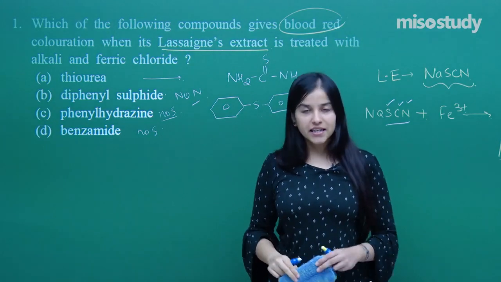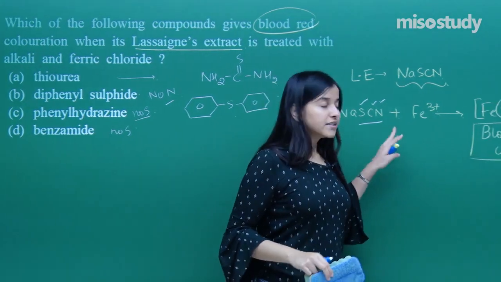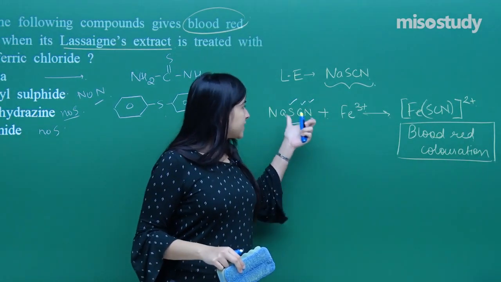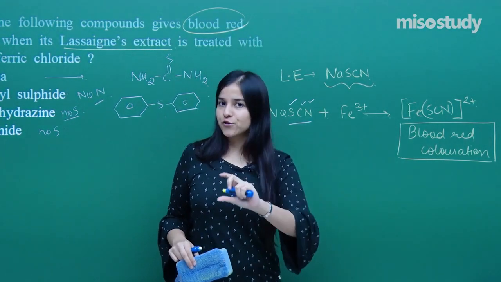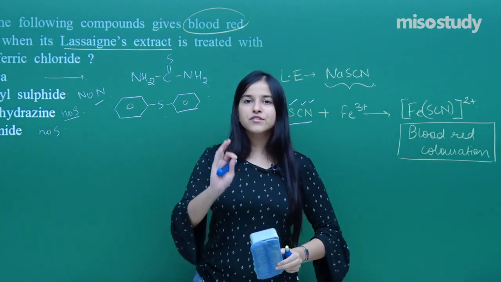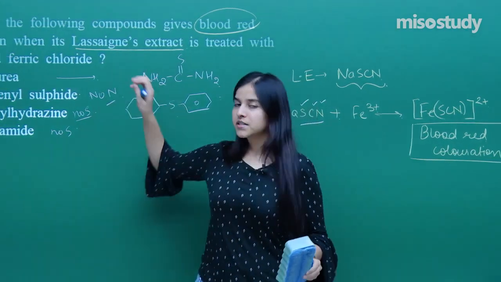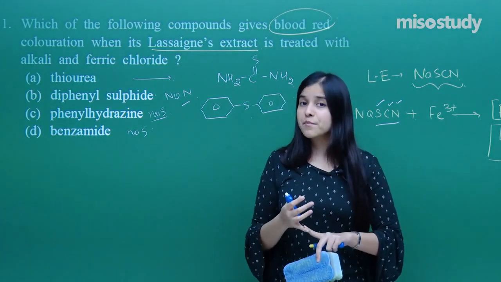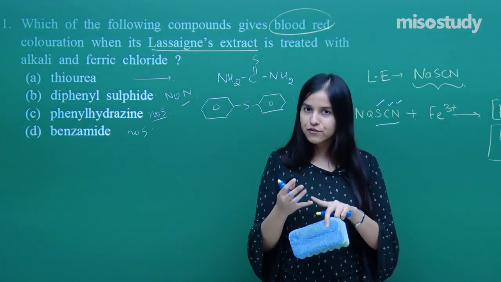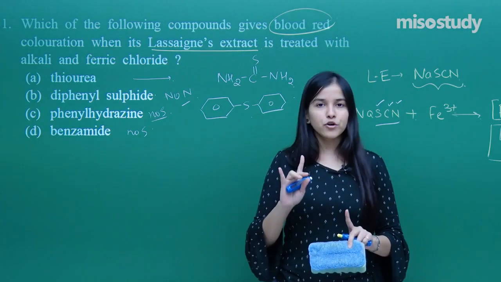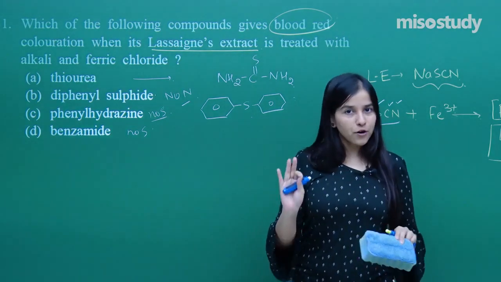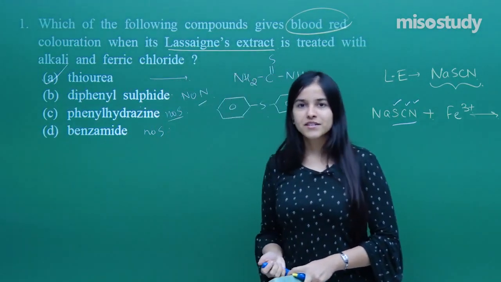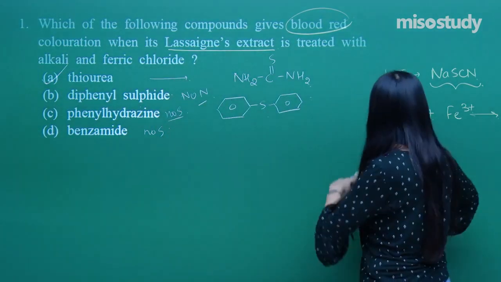That is what we need in this particular reaction to get the blood red coloration. So we need sulfur, carbon and nitrogen. Whenever a question pops up about which compounds will give the blood red coloration, you need to just see which compound contains all 3, that is sulfur, carbon and nitrogen. That is the important thing over here. I hope everybody now remembers it. A is the correct option. Now let's move on to the next question.